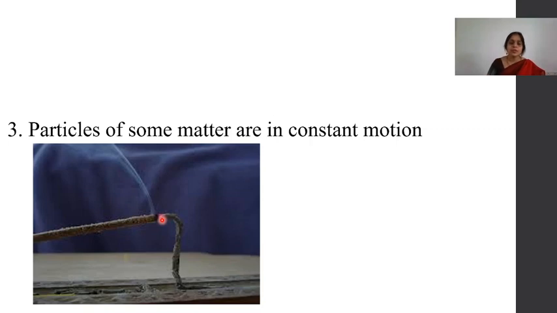Another example is when you add a drop of ink in water. Now, when you leave it for 5 to 6 minutes, you can see the entire water will become the particular ink color. If you take red ink, you'll get a red solution. So unless and until they move, the entire water will not become colorful, right? So that also indicates the particles of matter are in constant motion.